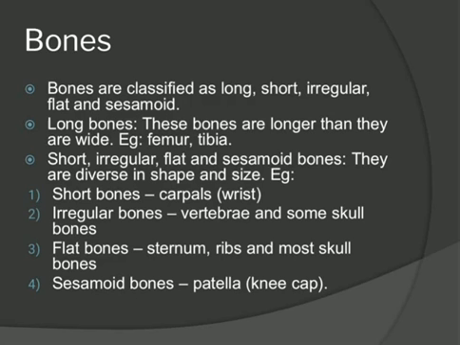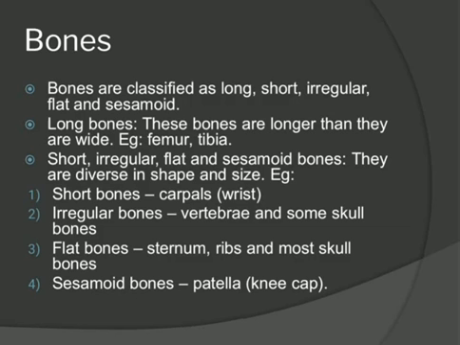Coming to the long bones, they consist of a shaft and two extremities, and as the name suggests, these bones are longer than they are wide, right? So the length of these bones is much more than their width. Most long bones are found in the limbs, like the femur, tibia, and fibula.